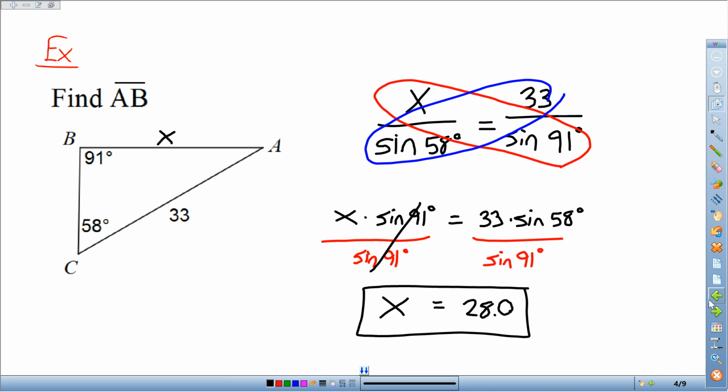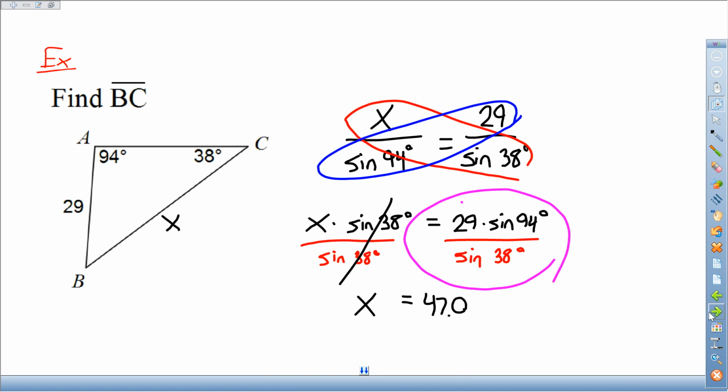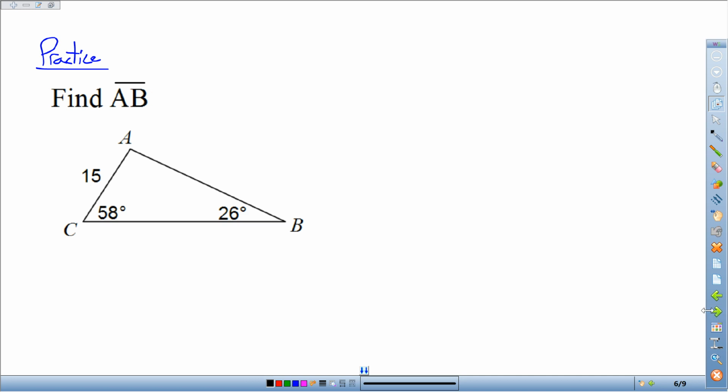I just want to check this one real quick, so bear with me on the videos. 33 times sine 58 divided by sine 91. Okay, this one was actually right. I have no idea what happened on the last one. Maybe I typed it in wrong. Okay, so I'm going to have you try one of these on your own. Go ahead and set up the whole thing, type it in your calculator correctly, and then we'll see how it goes.